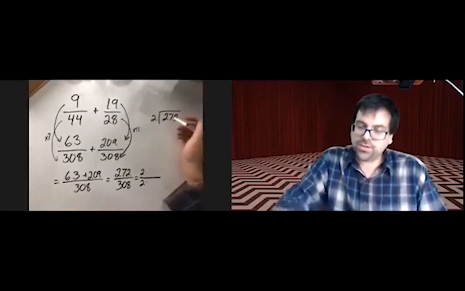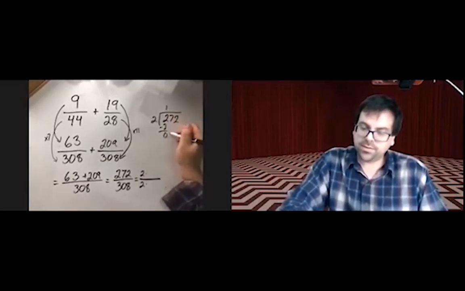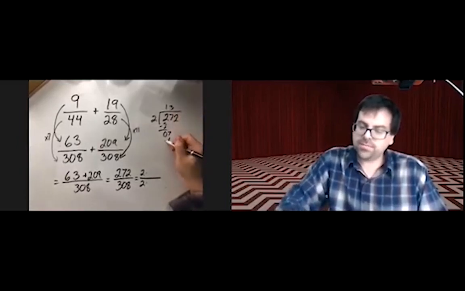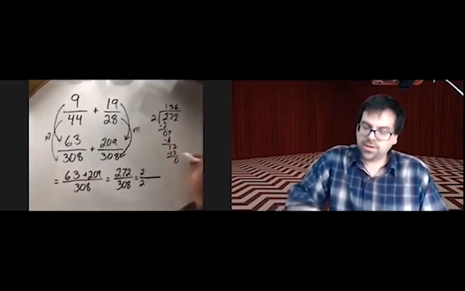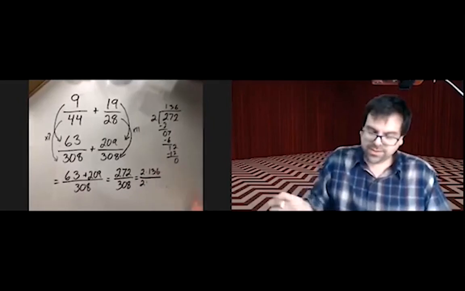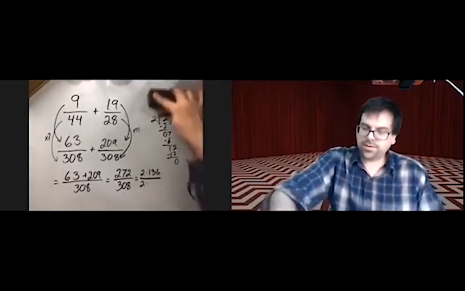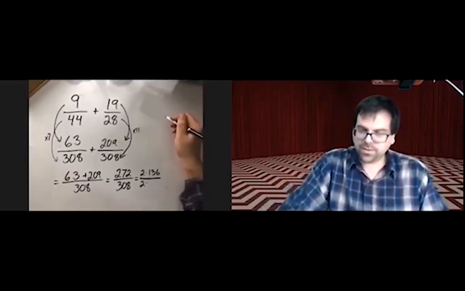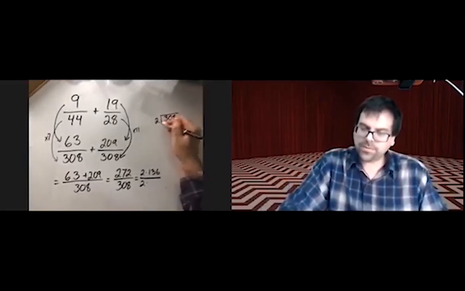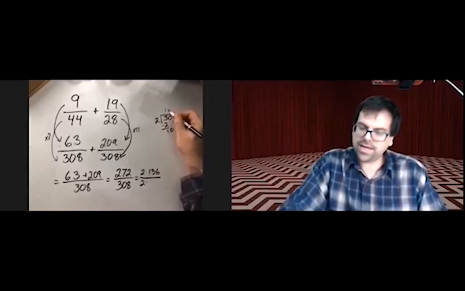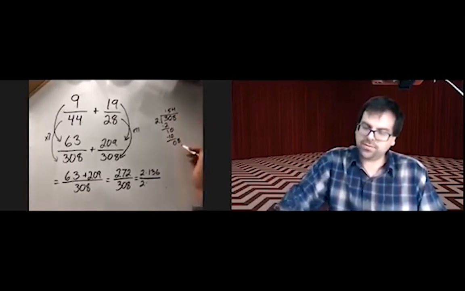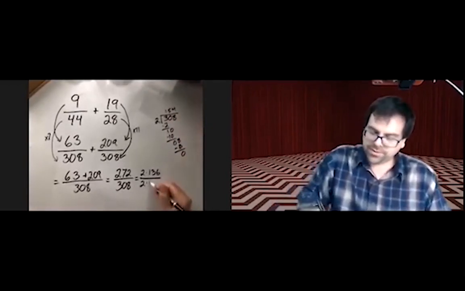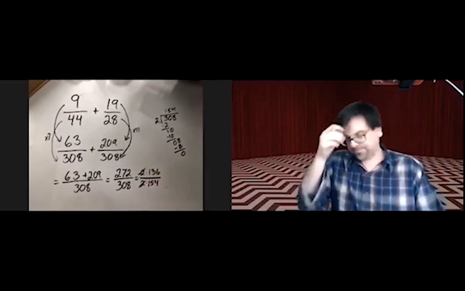2 goes into 272. 2 goes into 2 once. 2 goes into 7 3 times. 2 goes into 12 6 times. So 272 is 2 times 136. What's 308 divided by 2? 2 goes into 3 once. 2 goes into 10 5 times. 2 goes into 8 4 times. 2 times 154. So those 2's cancel.